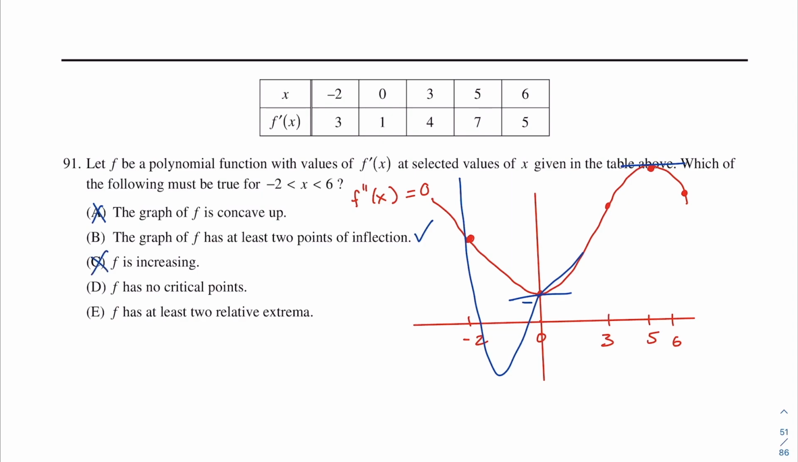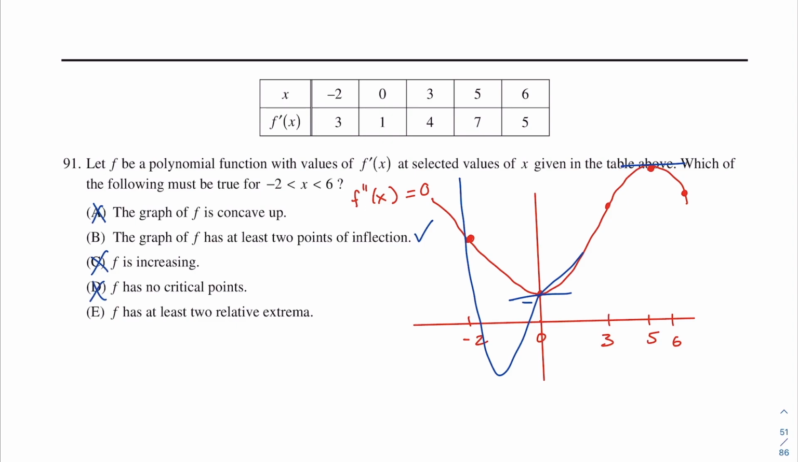D, f has no critical points. Well, for that same reason I just described, we can't say it has no critical points. The critical points are when this graph crosses 0, so it's when f prime is equal to 0. So in theory, if it did look something like this, we would have these 2 critical points. So we can't say for certain that f has no critical points.